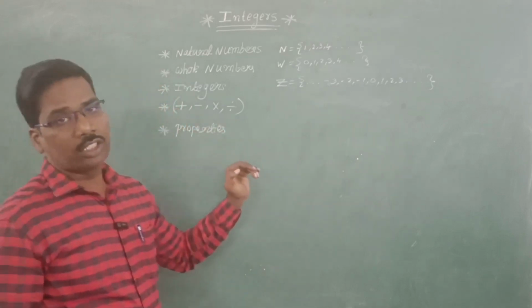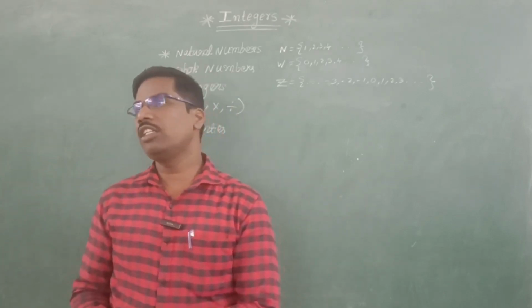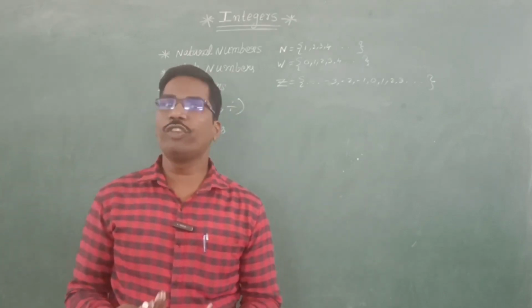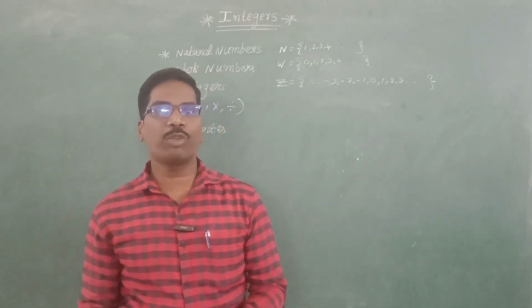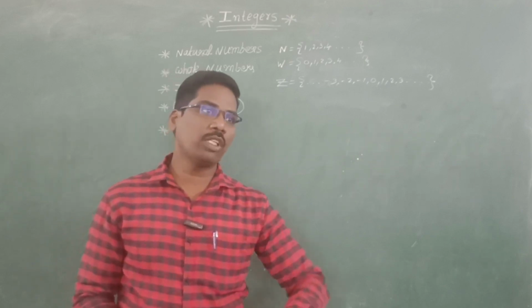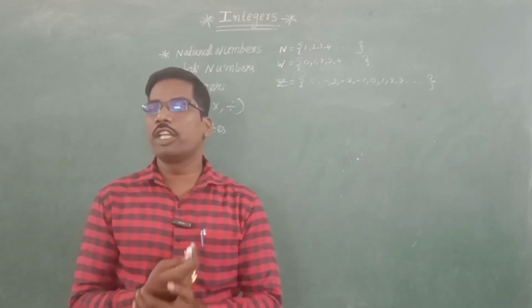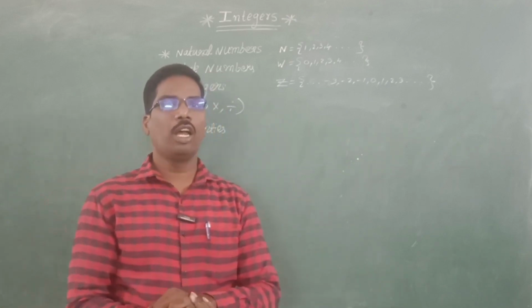In integers, there is no least number and no highest number. If you say a least number, there will always be a previous number. If you say a highest number, there will always be a next number. So there is no least number and no highest number.